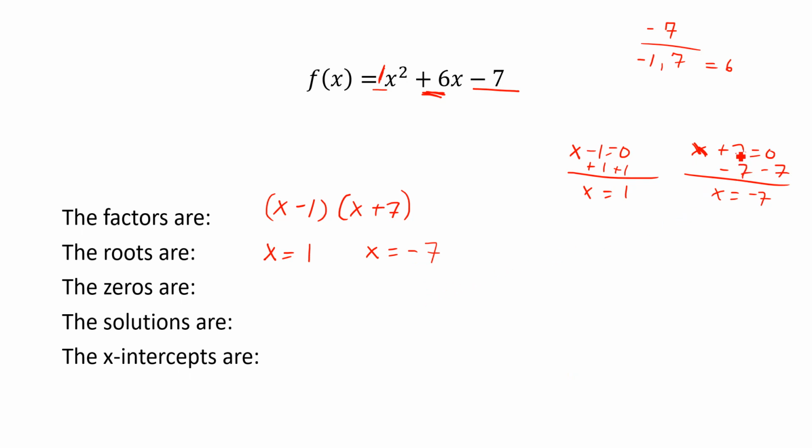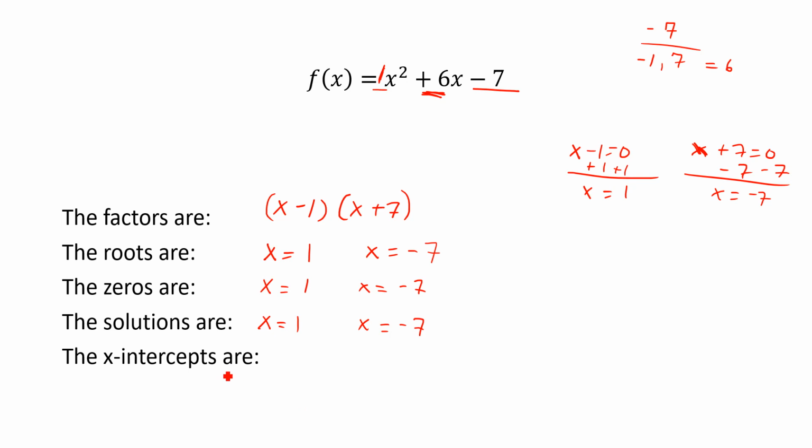Alright, so we understand that once we solve for each one of these factors set equal to 0, we can get our roots. That's also how we get the zeros, which are the same values, and the same thing as our solutions. X equals 1, x equals negative 7.